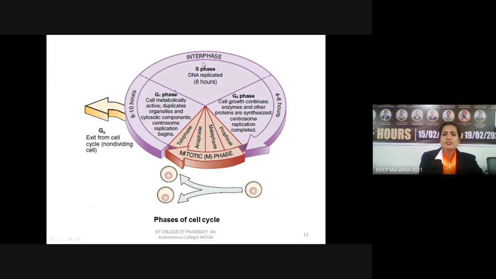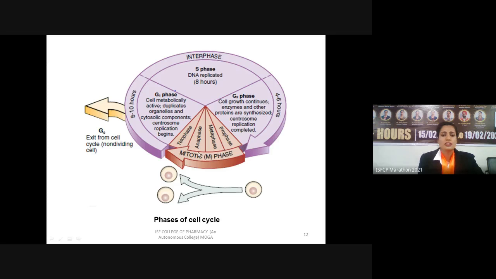Next phase we have is the G2 phase. G2 phase comes after the S phase and it is followed by the mitotic phase. G2 phase consists of 4 to 6 hours. During this phase, the cell growth continues and the enzymes and other proteins that are crucial for the activities of the cell are synthesized. And the centrosome which started replicating during the G1 phase, its replication is completed at the G2 phase. Now the cell is fully ready for division.